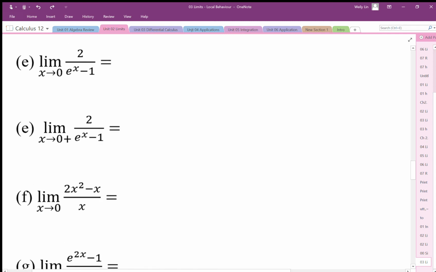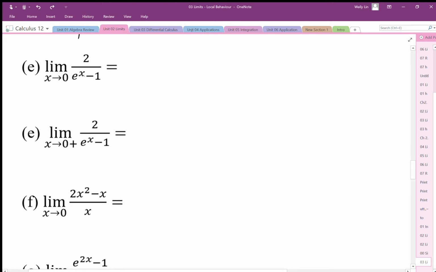So these are all local behavior limits, and we're seeing what's happening as x goes to 0 in this case. Now, again, we have to be careful with these ones because when we plug in x going to 0, we get e to the 0, which is 1, and we get 1 minus 1, which is 0. But dividing by 0, we have to be careful because we have to make sure, do we know which side of 0 we're dividing from?